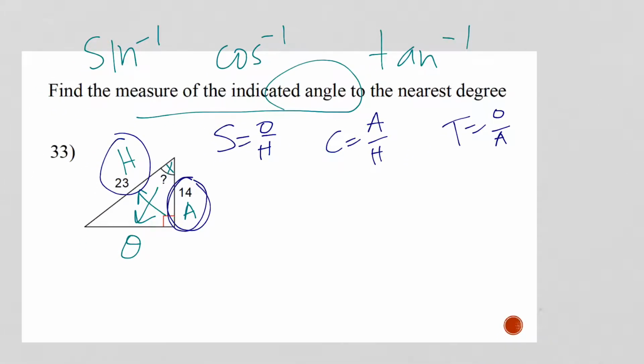Well, I know the a value and the h. Who uses a and h? Does sine? No. Does cosine? Yes. Does tangent? No. So that means I'm going to use cosine. So cosine of the angle in question is equal to the a value, which is 14, divided by the h, which is 23. Well, I need to solve for x, which means I need to get rid of cosine.